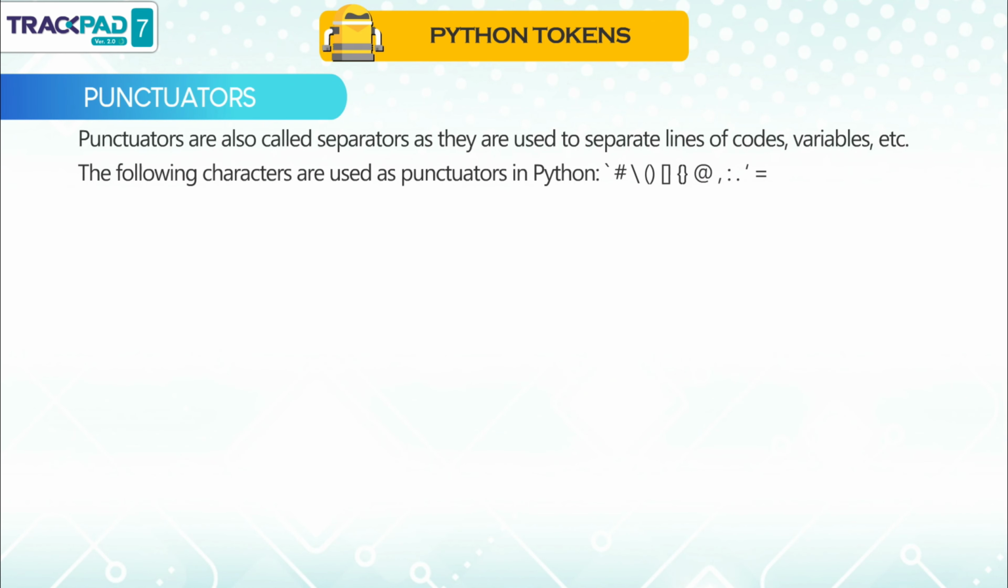Punctuators. Punctuators are also called separators as they are used to separate lines of code, variables, etc. The following characters are used as punctuators in Python: hash, slash, brackets, parenthesis, at sign, comma, colon, equal sign. Brackets indicate a list. Parenthesis indicate tuples, function calls, function parameters, and grouping expressions. Comma is used as a separator in a function argument list or variable declaration. Colon indicates a labeled statement or conditional operator symbol. Equal sign is used to initialize the value of a variable.